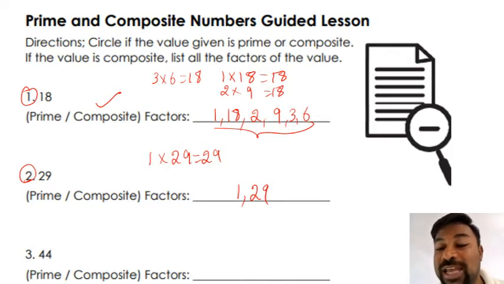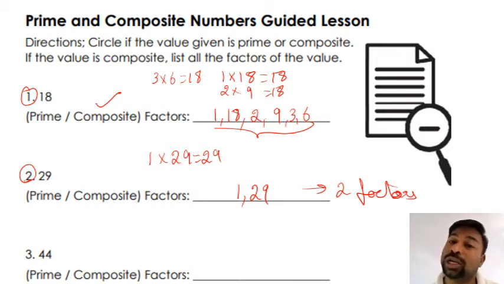So how many factors does it have? It has 2 factors, or I can say 2 friends. As it is having only 2 friends, what do you call it? It's nothing but a prime number. So 29 is a prime number. Okay, let's go for 44.